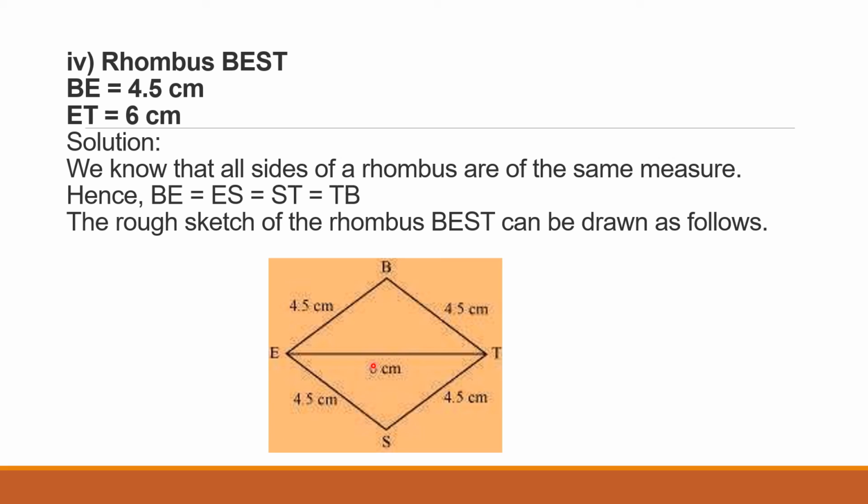So you can use any method. First of all, we will draw a line, that is ET of 6 centimeters, that is the diagonal. With E as a center, arc of 4.5. With T as a center, arc of 4.5, that is our point B. And I will join EB and BT. Again, T as a center, arc of 4.5 in the downward direction. Then E as a center, arc of 4.5 in the downward direction, that is point S, and I will join. So here we got our rhombus, that is rhombus BEST.